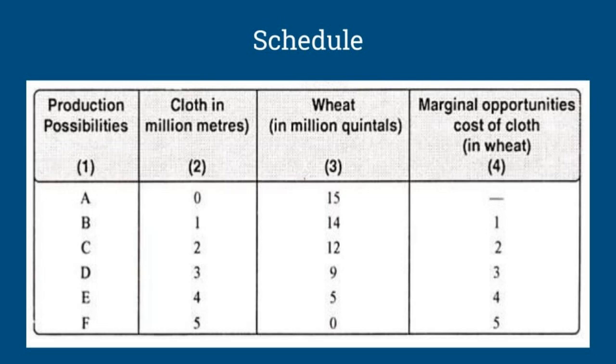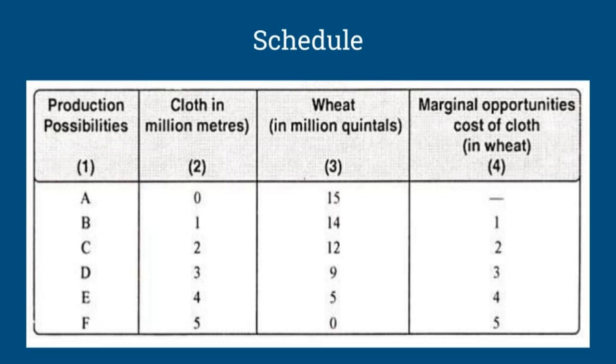So here we can see that the resources are being transferred from the production of wheat to the production of cloth. That's why the units of wheat being produced is getting decreased, and at the same time the units of cloth being produced is getting increased. It is increasing from 0 to 5 and wheat is decreasing from 15 to 0. Okay, so this was about good X cloth and good Y wheat.